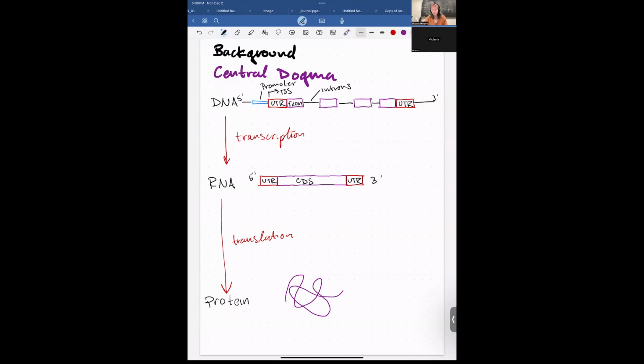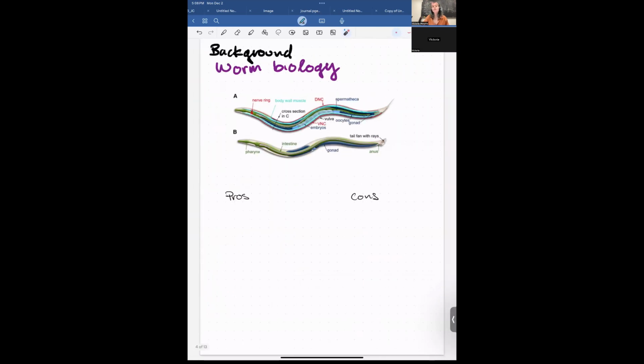Then translation occurs, and the cell knows where to start and stop translation based off of the location of the start and stop codons. So all that purple region encodes for the amino acids within the protein, and the UTRs are not translated. Okay, so now I'm going to move on to just some worm biology.